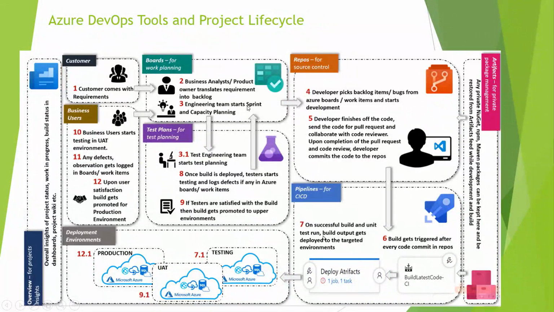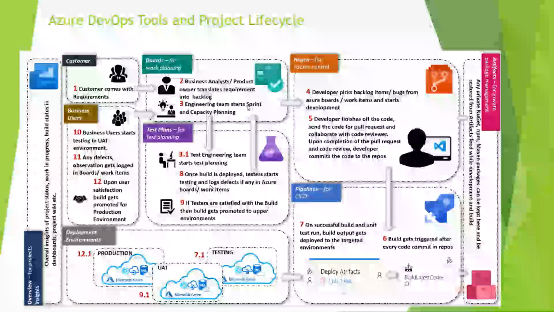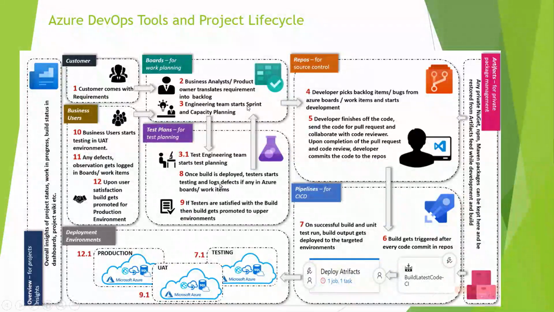So once the packaging is done, this will be deployed into the testing environment, right? That is 7. Once 7 is done, 7.1, again, testing will happen here. If everything in testing is okay, once the build is deployed, testers start testing, and everything is working. Assume if everything is working as expected, then it will be given to 9. What is 9? UAT basically.